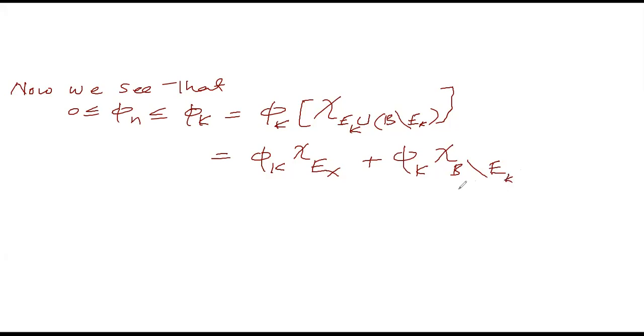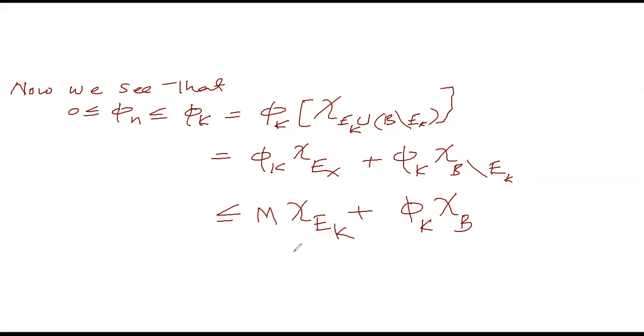But this phi k, since phi 1 is less or equal to m, therefore phi k is also less or equal to m times the characteristic function of ek, because phi 1 is less or equal to m, therefore phi k is also less or equal to m, plus phi k times the characteristic function of, I can write it as whole b, because chi of b minus ek will be less or equal to chi of b, as b minus ek is a subset of b.